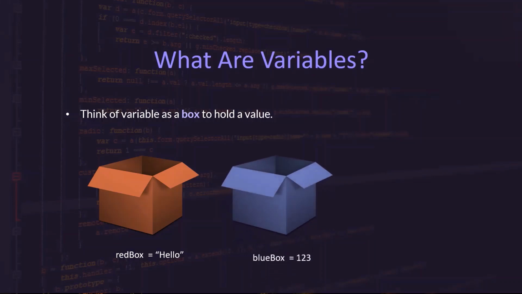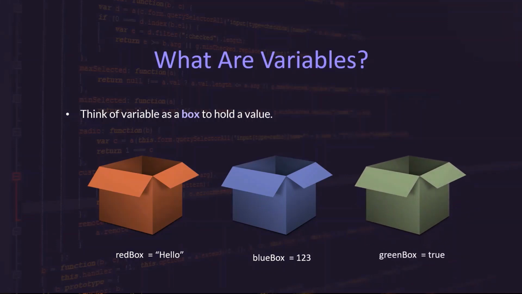In the second example, we do have a box named blue box and the value 123 is assigned to it. In the third example, we do have a green box and the value that is assigned to it is true. So here we have three variables, red box, blue box as well as the green box.